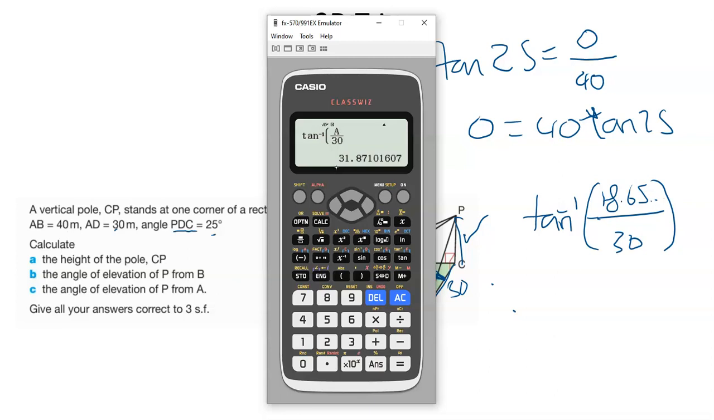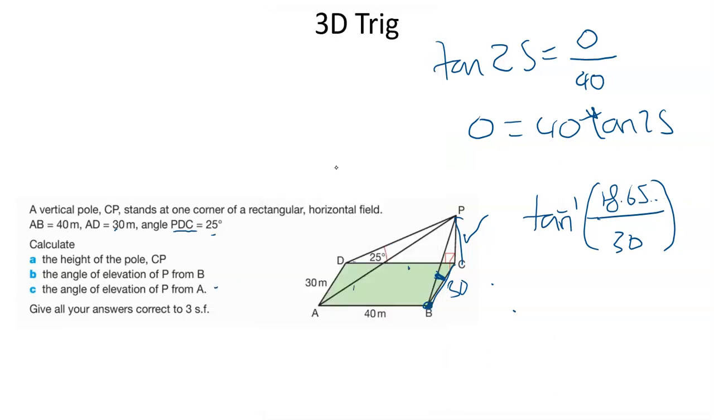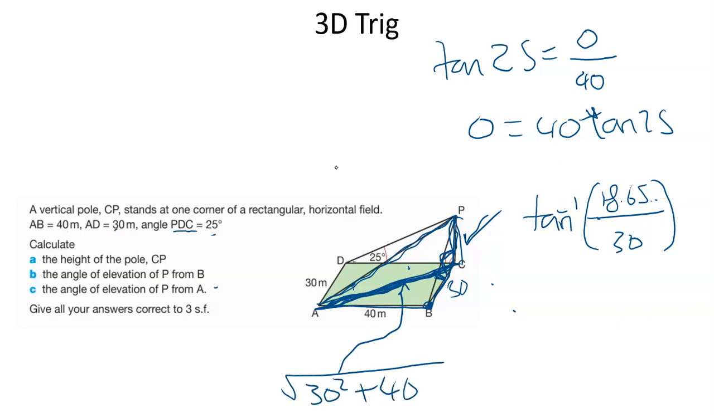And then the angle of elevation of P from A. So we want the angle between this side and this green plane, or as we're going up to here, we can come down to the plane and then just finish off the triangle. Okay, so this time we know that height, great, but we need to know this length here, and we can just do Pythagoras on that because it's going across a rectangle. So the length of this side here is the square root of 30 squared plus 40 squared.